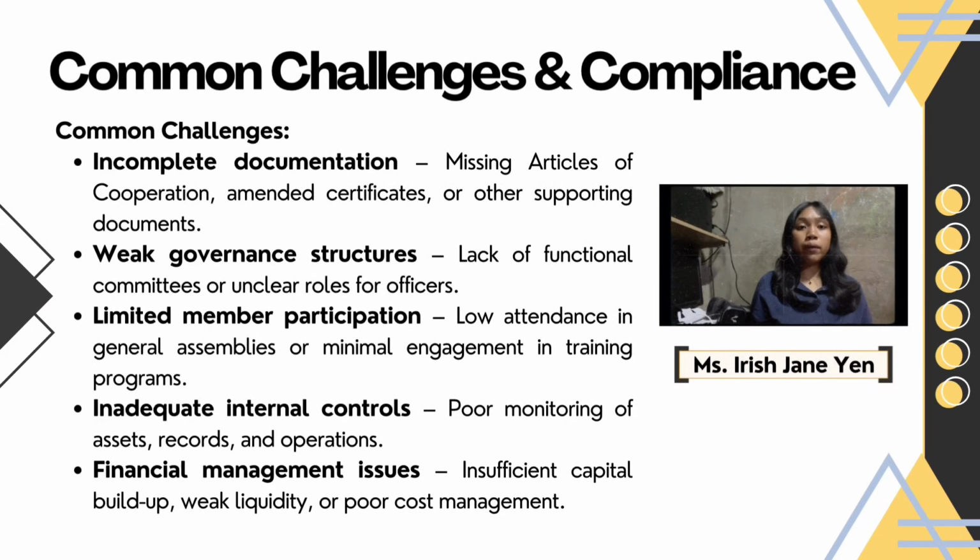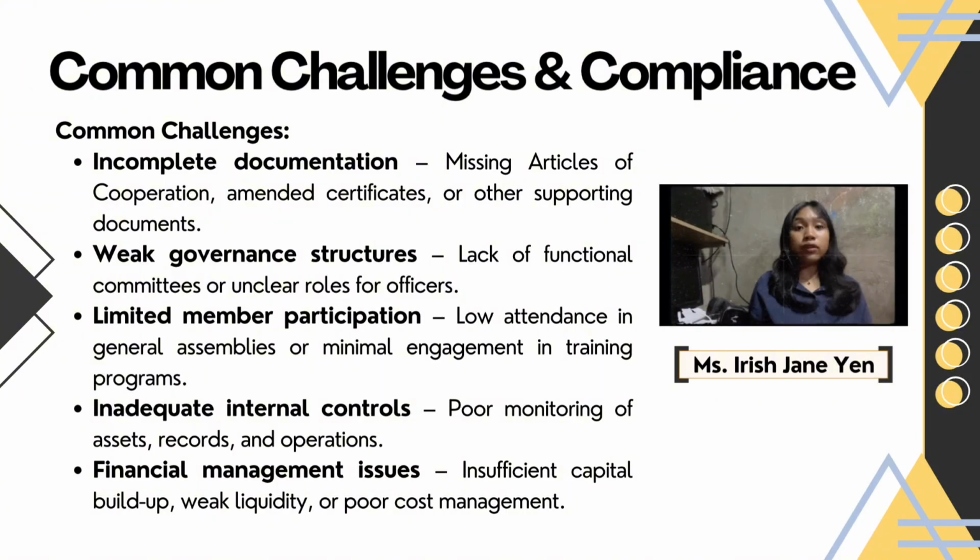Cooperatives commonly encounter challenges that affect their CPRQ performance. This includes incomplete documentation such as missing articles of cooperation or amended certificates, weak governance structures including the absence of functional committees or unclear officer roles, limited member participation shown by low attendance in general assemblies or limited training participation, inadequate internal controls leading to poor monitoring of assets and records, and financial management issues such as insufficient capital buildup, weak liquidity, or poor cost management. Recognizing these challenges is the first step toward improving performance and compliance.